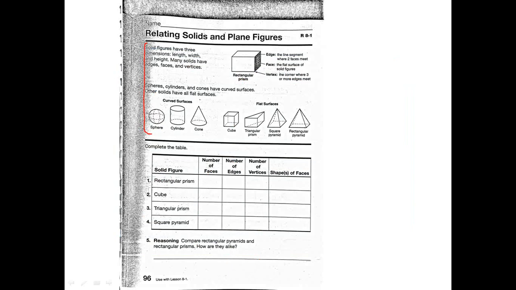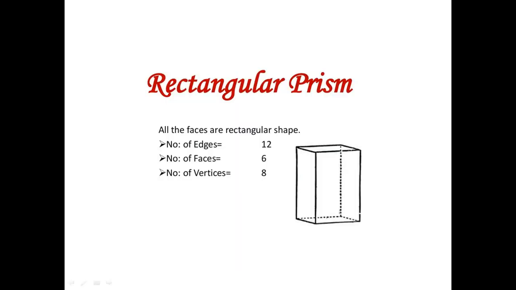We have already mentioned this all. We talked about the curved and flat surfaces, and we talked about the rectangular prism. Here we're going to give you an example for it. All the faces are rectangular shape. Here in the rectangular prism, what do we mean by this? That this face is a rectangle and this face is another rectangle. So this is a face here. Look at that. This one is a face.